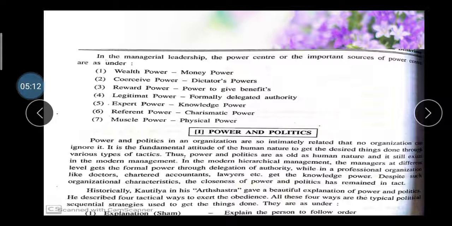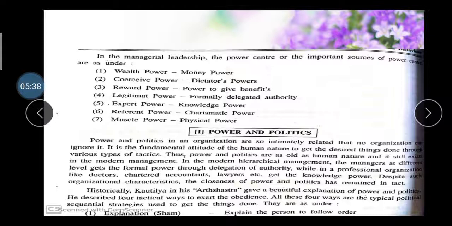Then the second topic is power and politics. Power and politics in the organization are intimately related, and the organization cannot ignore it. It is a fundamental attitude of human nature to get desired things done through various types of practices and various types of personality. Thus power and politics are as old as human nature but still exist in modern management.